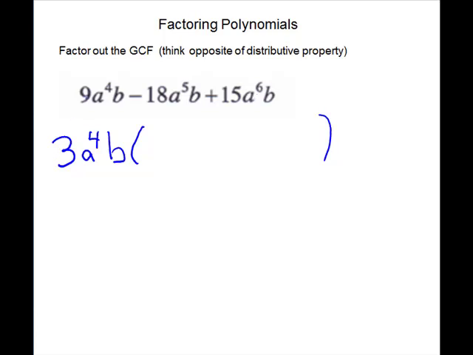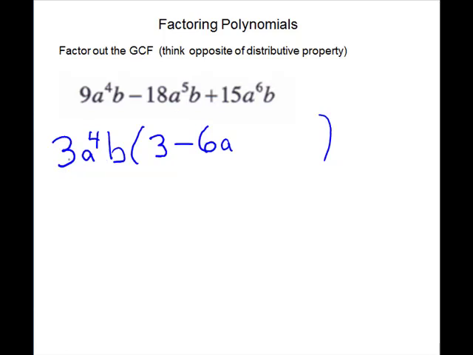I have 3. I want a 9. We'll go 3 times. You have a to the 4th. That's all you want. You have a b. That's all you want. Right. For our next term, we want a minus 18 or a negative 18. Just divide 3 into negative 18. We'll go negative 6. We have a to the 4th. We want a to the 5th. So we need one more a, and we already have the b on the outside.